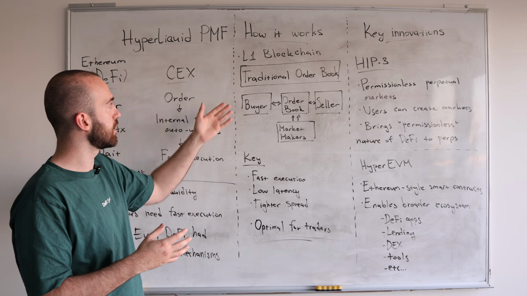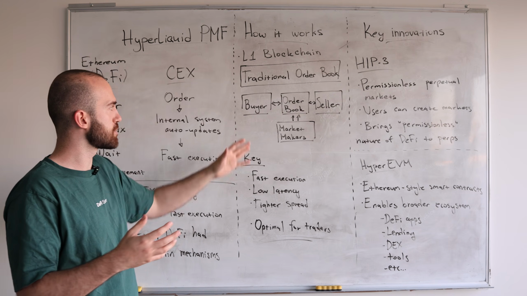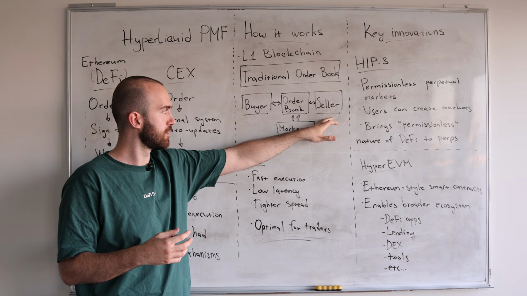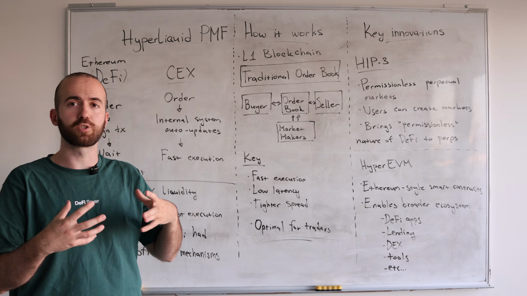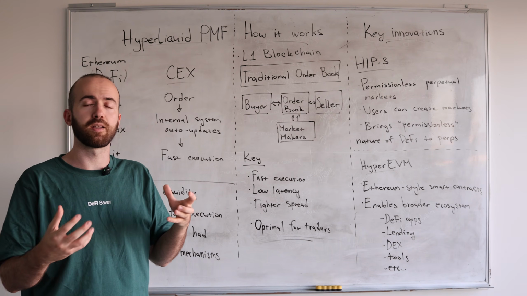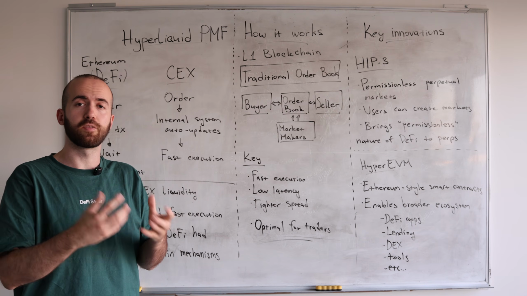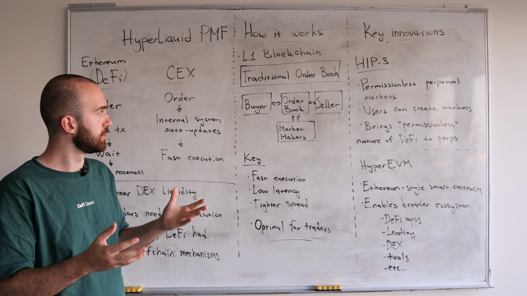And that's the idea. It uses a traditional order book system, which essentially is just matching a buyer with a seller. And then market makers are there to ensure that there's always liquidity, that there's always available orders, that when buyers and sellers come in and interact with the exchange, these orders can be filled.